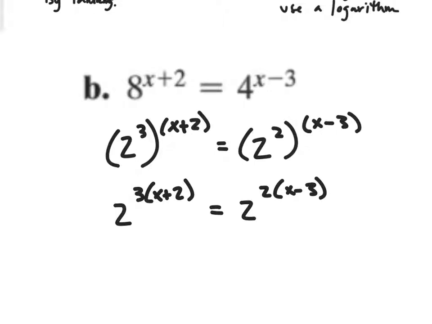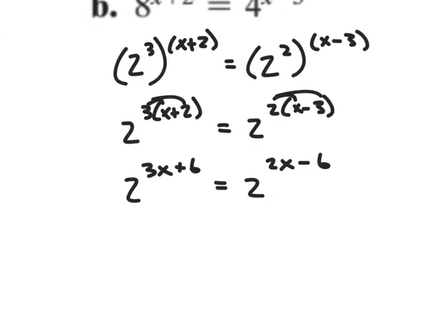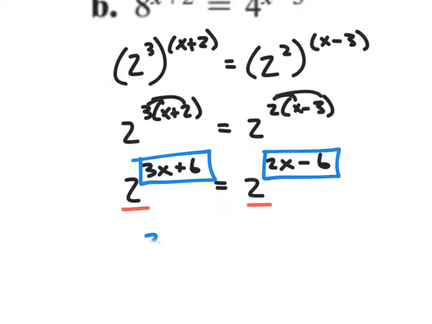All right, and what I would need to do is distribute my 3 here, and so that's going to give me 2 to the 3x plus 6 power, and I get 2 to the, distribute my 2, we're going to get 2x minus 6. So now that I've rewritten this, I have a common base. Now I can set my exponents equal to each other. So I'm going to set up the equation, 3x plus 6 is equal to 2x minus 6.